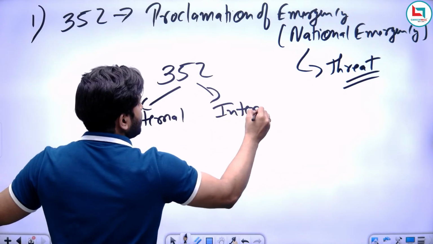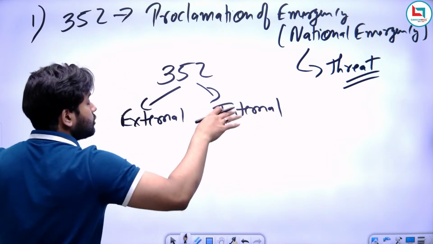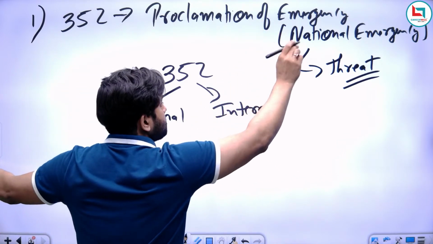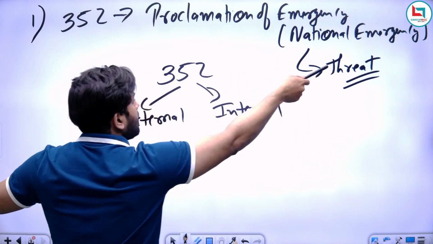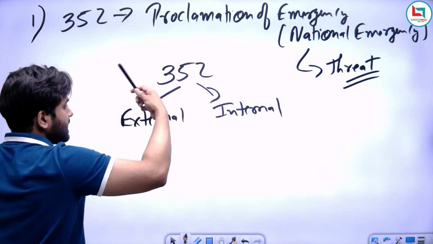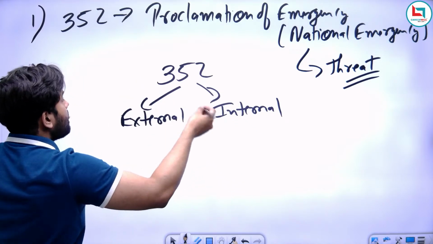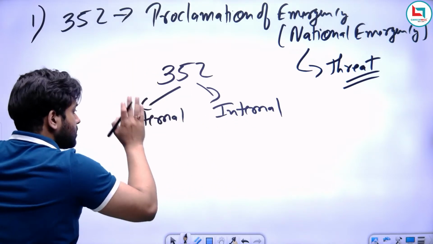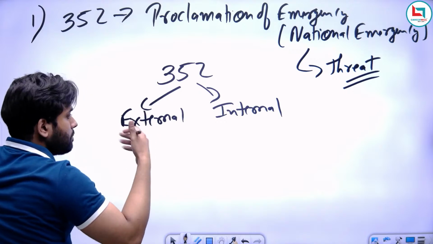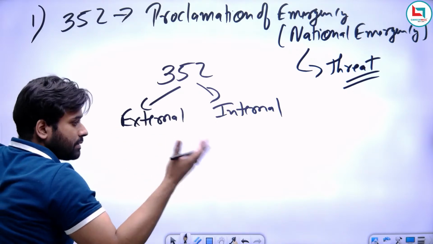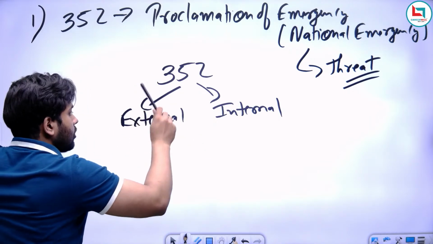So we can call that threat an internal threat. National emergency is imposed because of threat, and threat is of 2 types: either it is an external threat or an internal threat. Whenever there is a threat, whether external or internal, we have to impose national emergency.